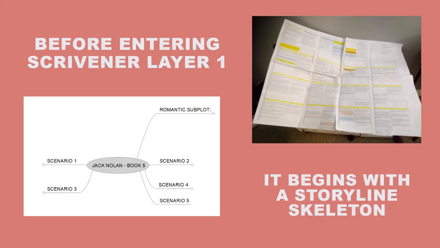So here we go. Now, before I enter Scrivener and show you how I work, I want to start at layer 1, which occurs before I enter Scrivener. It starts with a storyline. By storyline, I mean a rough outline of a story that you know you can write. You only need a rough sketch to start.